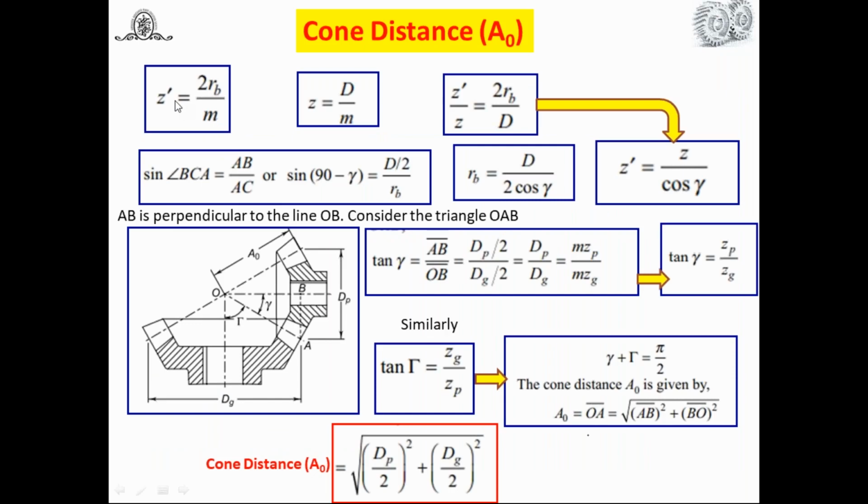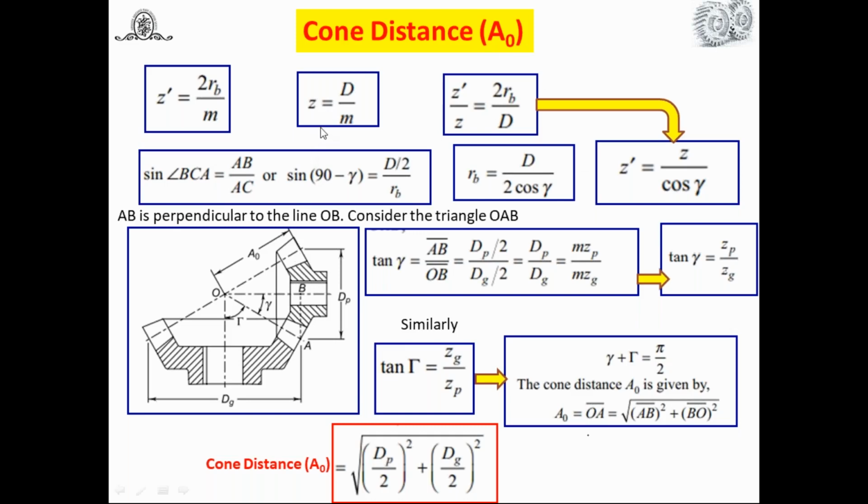Okay, look at this: Z dash, the virtual number of teeth on the formative gear, is equal to 2 RB upon M. 2 RB means it's the pitch cone diameter, okay, but D by M is the Z dash. So we are considering this.